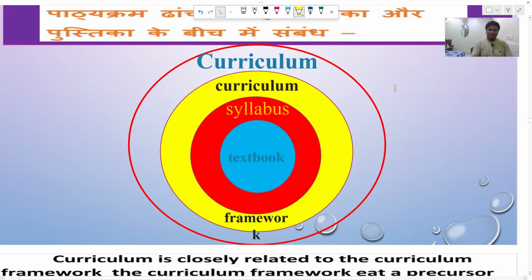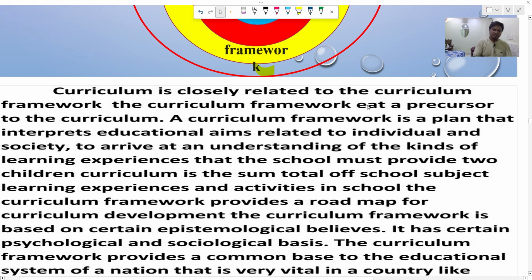Now as we have discussed, if you talk about a curriculum, there is a syllabus which includes it, and a textbook is the central idea of the entire curriculum network, and there is a framework which is designed at the national level which is to be taught to the students. Curriculum is closely related to the curriculum framework. The curriculum framework is a precursor to the curriculum.